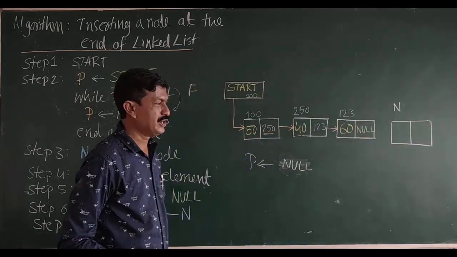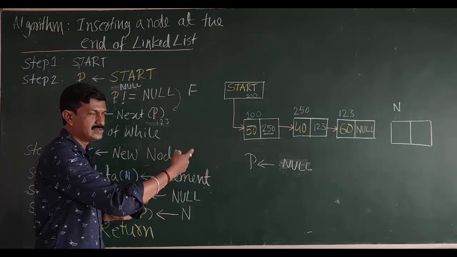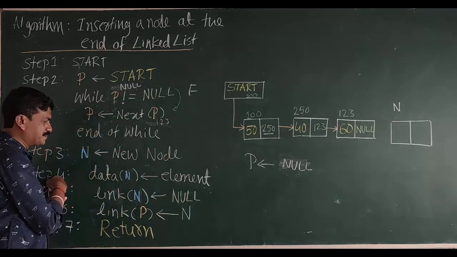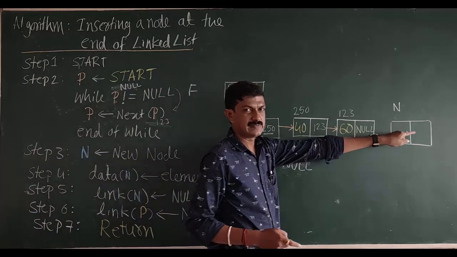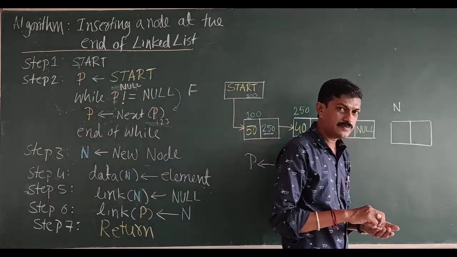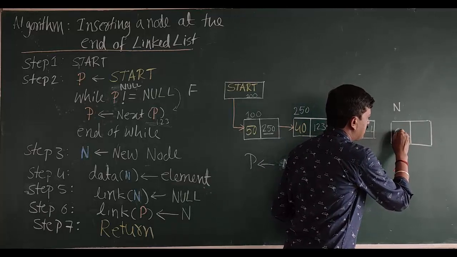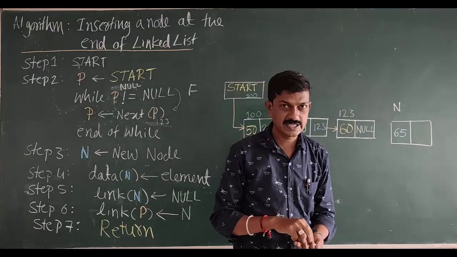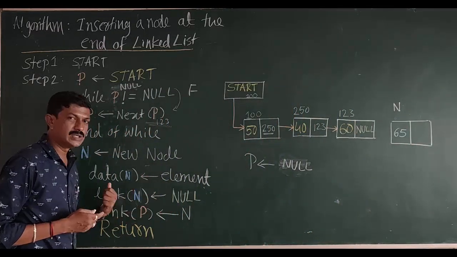I created a new node n, because the new node contains two parts, data part and link part. Now step 4: data is equal to element. It is the data part, it is the link part. For the data of the new node, I am adding the element 65. Next, link of n equal to null.